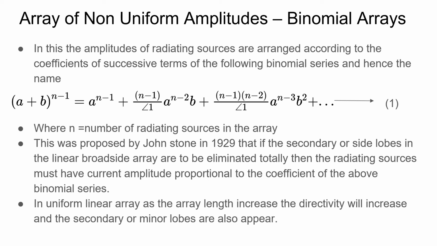Here n is the number of radiating sources, and this binomial array was proposed by a scientist named Johnstone in the year 1929. Basically, in this binomial array, the amplitude is going to be non-uniform. That is, the center elements will be applied with more amplitude compared to the remaining elements in the array.